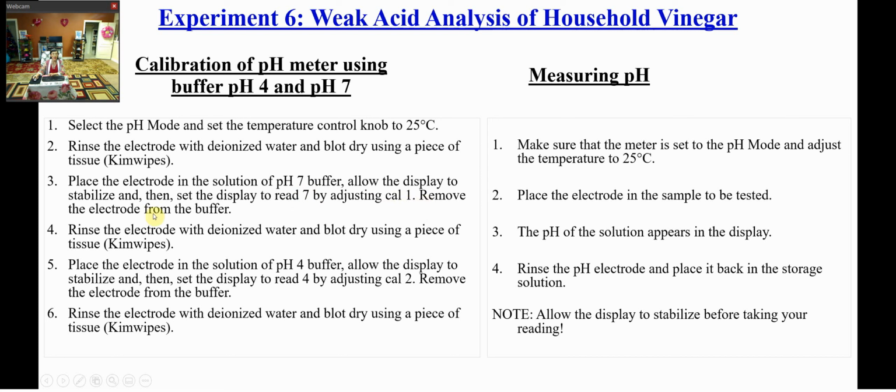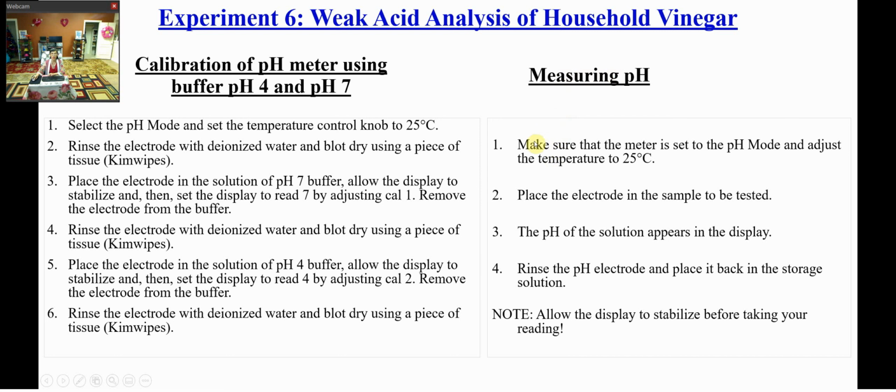Now remove your electrode, that glass probe, from the buffer and rinse your electrode with DI water again, and dry it using a tissue. Then place your electrode into the solution of buffer pH 4 and allow the reading to stabilize, and then set the display read to calibration 2, adjust it to pH 4, and then remove your electrode from the buffer solution. Rinse it, clean it up, and then dry it. This pH meter is ready for you to do the measurement.